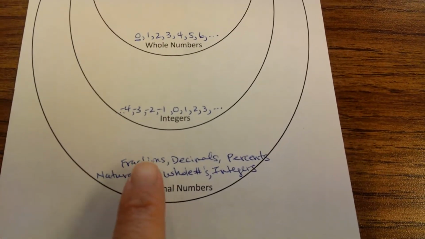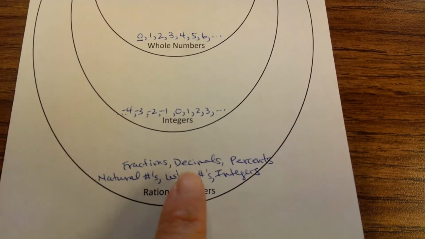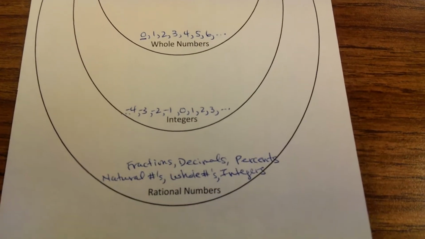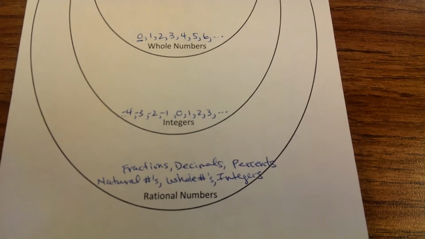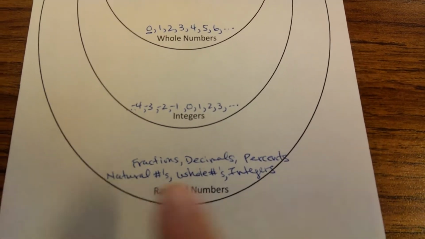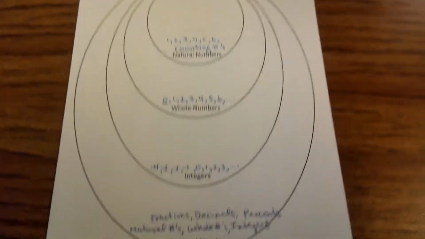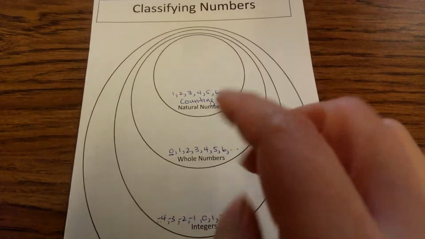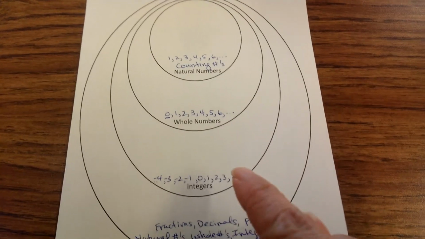Rational numbers include fractions, decimals, percents, natural numbers, whole numbers, and integers. Basically, it's all the numbers that we will be using in 6th grade. So any number that we use in 6th grade is going to be a rational number. Now, let's talk about the different categories, because within rational numbers, there are natural numbers, whole numbers, and integers.